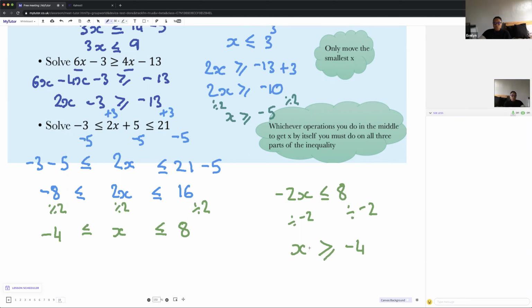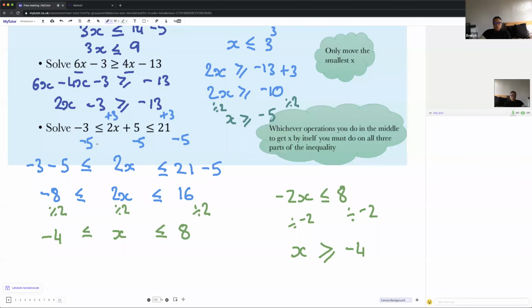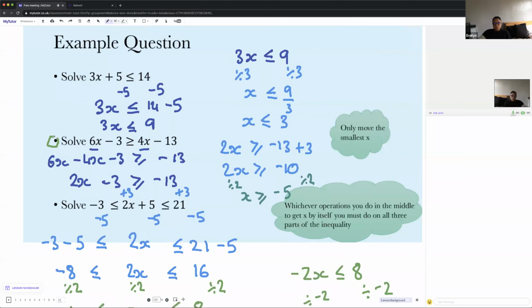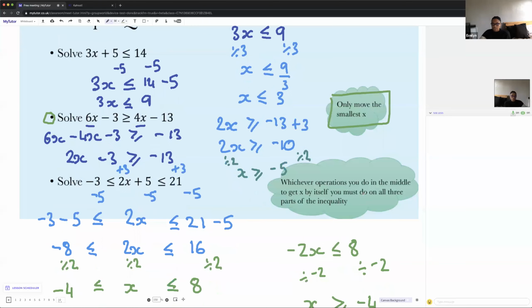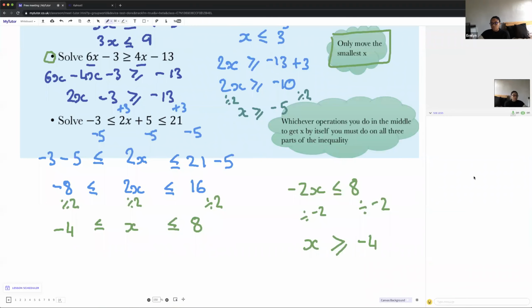Now, when you are solving questions like this one, where you have an x on both sides, the easiest thing to do is move the smallest x. If you move the smallest x, you won't get a negative x on one side, so you don't have to worry about dividing with a negative number. That's why I always say look for the smallest one. On the last question, why do we do the same on both sides? But on the first one, we only do the same on one side.